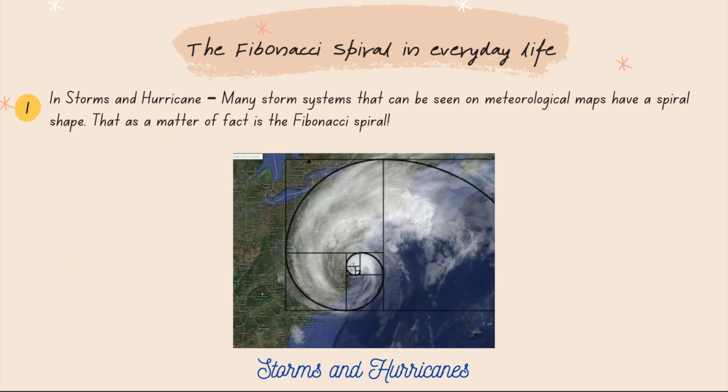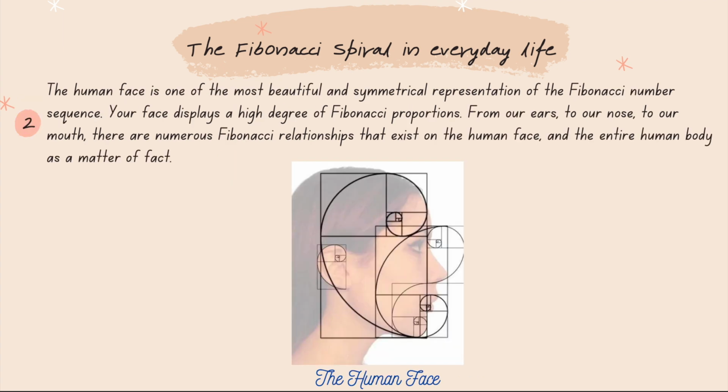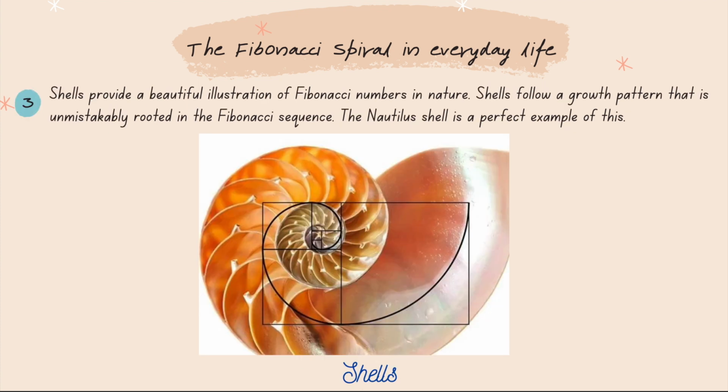The Fibonacci spiral in everyday life. The Fibonacci spiral can be witnessed in day-to-day life as well, like in storms and hurricanes. On the human face, from our ears to the nose to our mouth. As a matter of fact, we can see many Fibonacci relationships on our whole body. Shells are the most beautiful representation of the Fibonacci spiral.